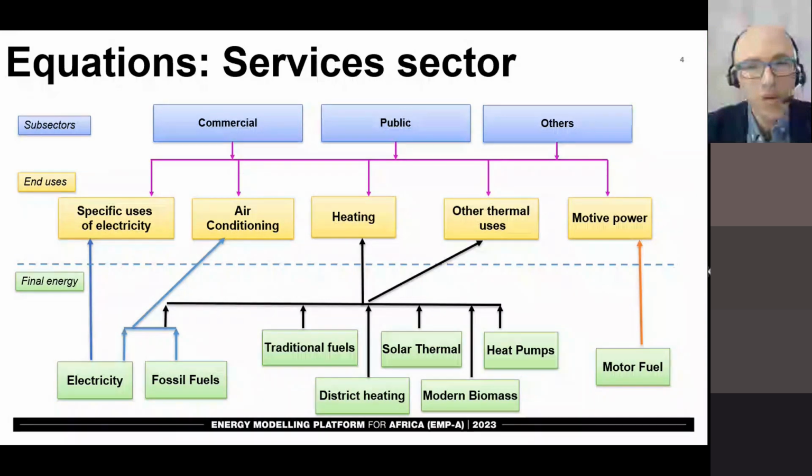The main uses of energy in the service sector are the specific uses of electricity, air conditioning, heating, other thermal uses, and motive power. The energy used for specific uses of electricity is 100% electricity. For air conditioning, we can use either electricity or fossil fuels. For heating and other thermal uses, we use either electricity, fossil fuels, traditional fuels, district heating, solar thermal, modern biomass or heat pumps. And the energy used for motive power is motor fuels.